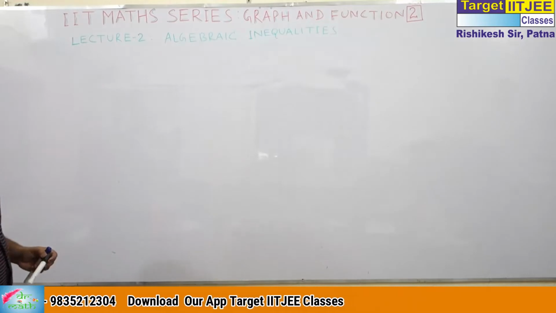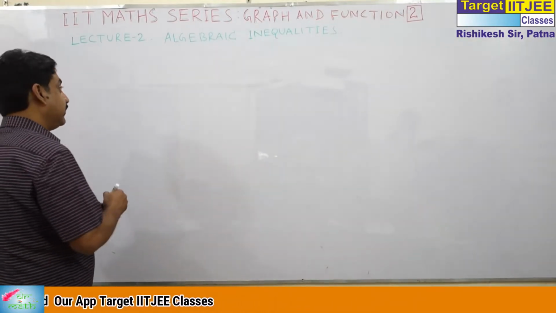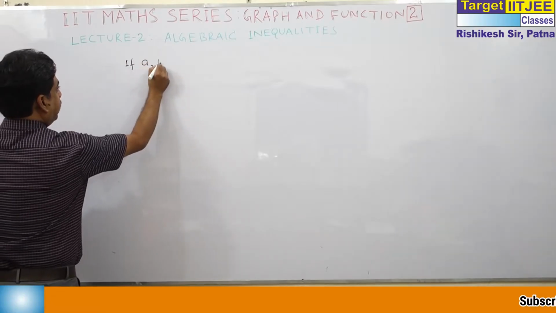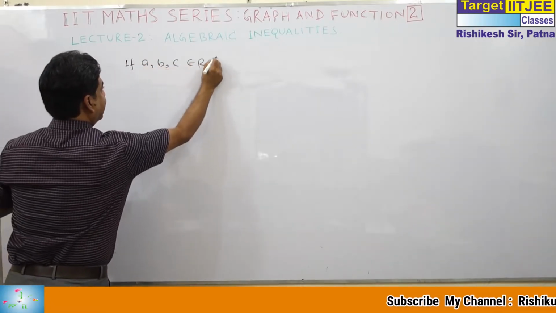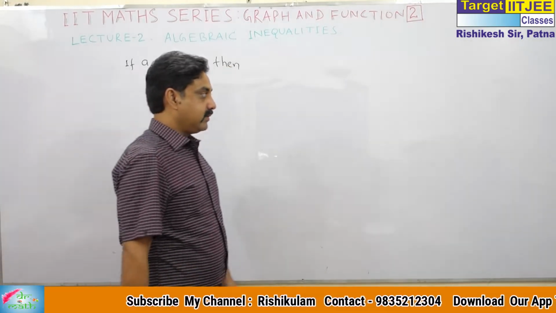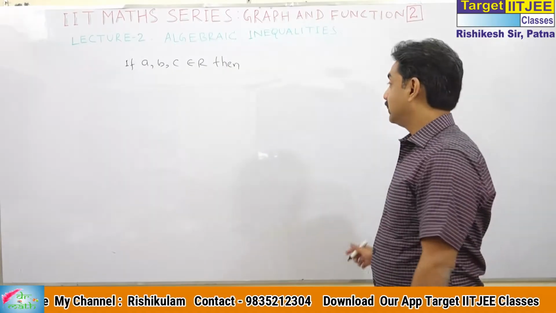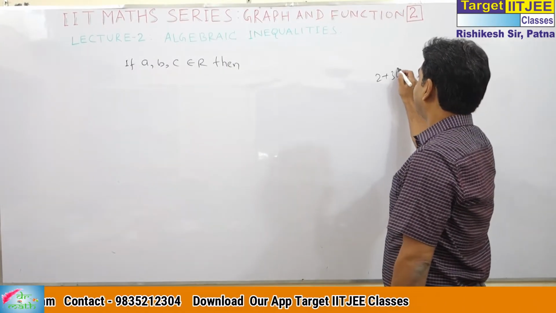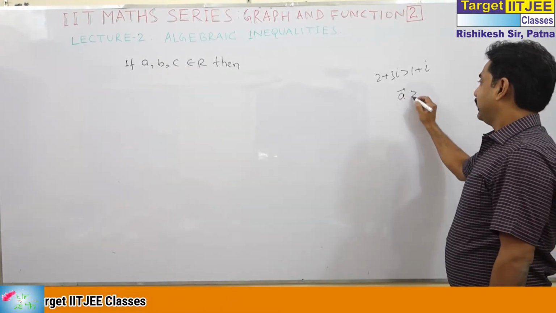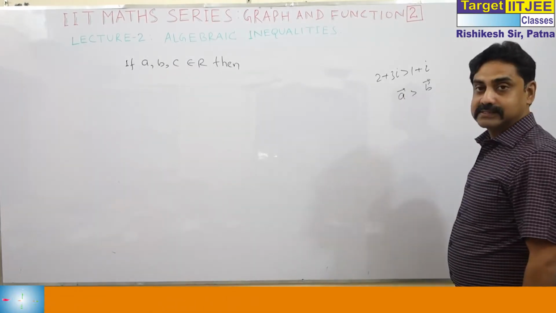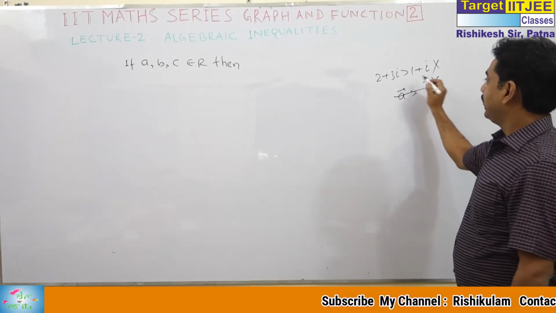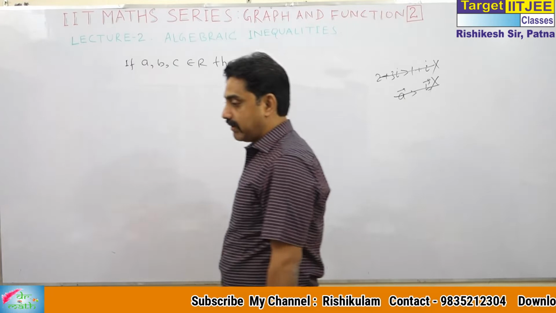Inequalities are always valid for real numbers. We start with this: if A, B, C belong to R, where R is the set of real numbers. There is no inequality in complex numbers, like you cannot write this greater than this. No inequality in vectors either. Inequality is valid only when A, B, C are real numbers.